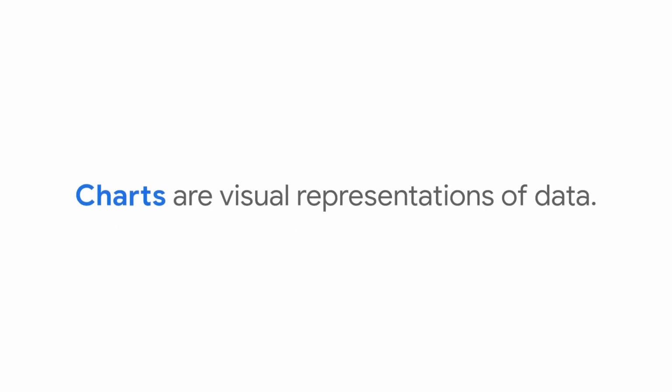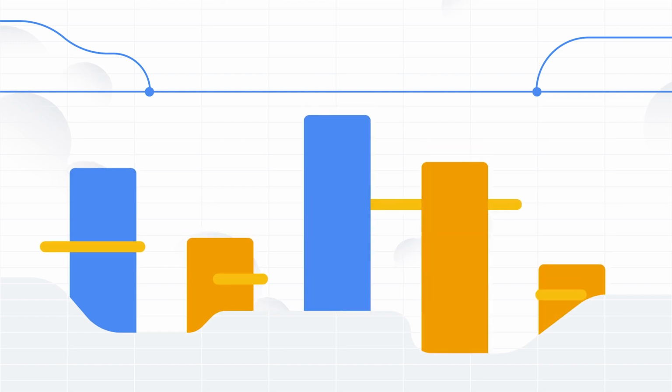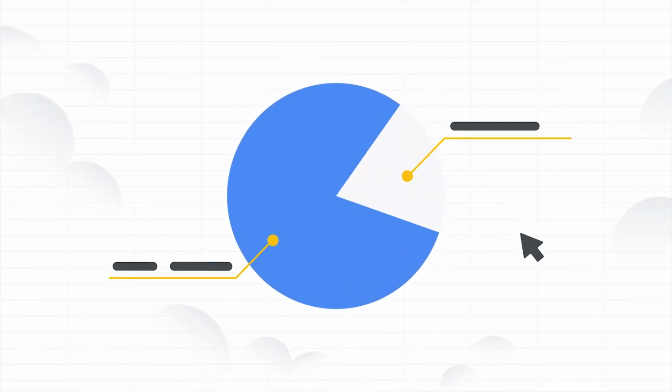Charts are visual representations of data. They show different data points in comparison with other points of data, as in a bar graph, how data changes over time, as in a timeline, or data points as a part of a whole, as with pie charts.